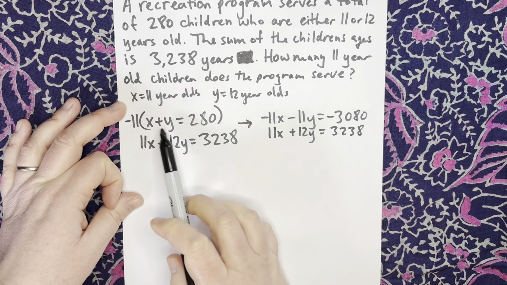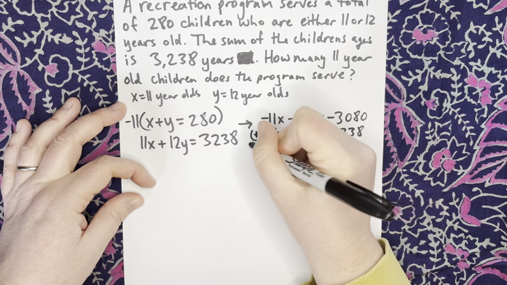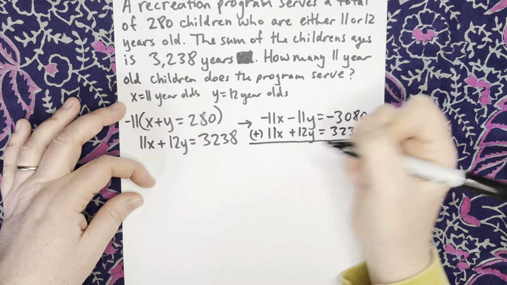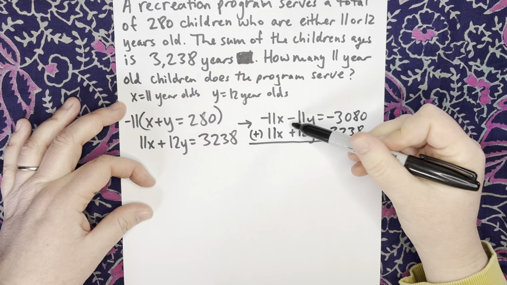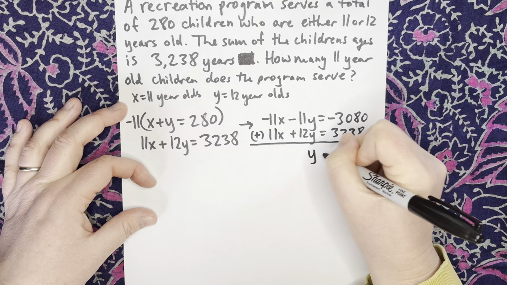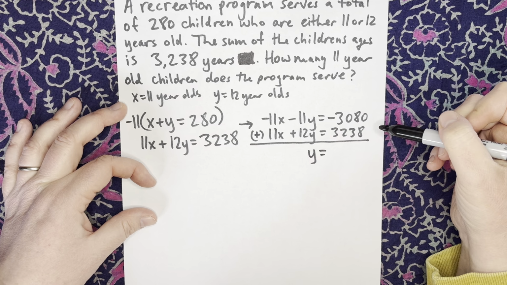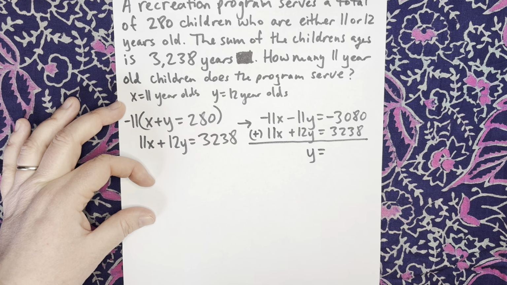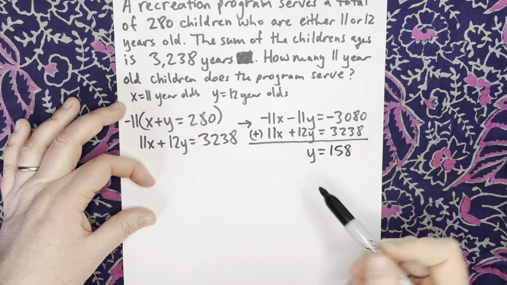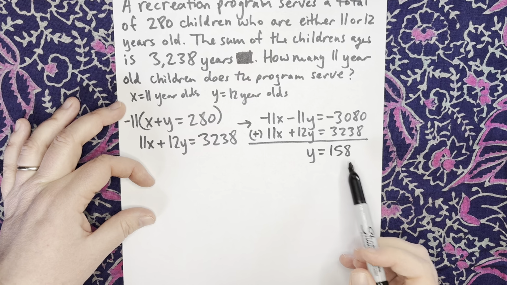So now I still have two equations. This equation is equivalent to the first equation we wrote. And now I can add them straight down. So negative 11x plus 11x cancels out and becomes 0. Those terms are gone. Negative 11y plus 12y is just positive 1y. So I'm just going to write y equals negative 3,080 plus 3,238, which becomes 158. Y has been solved for, and y was our 12-year-olds. So we know there's 158 12-year-olds.